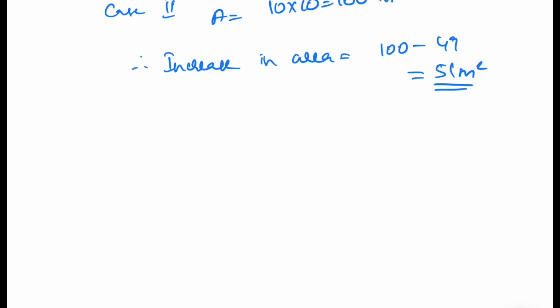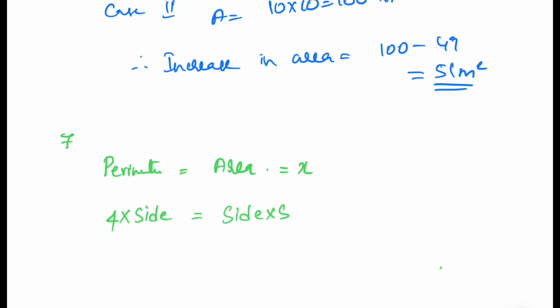Coming to the seventh question we have. The perimeter of a square field is numerically equal to its area. Perimeter numerically equal to area. Find each side of a square. So what is the perimeter? Perimeter is 4 into side. Similarly, area is equal to side into side. Right? So what we need to find out is each side of the square.